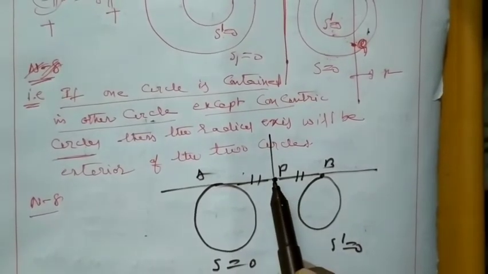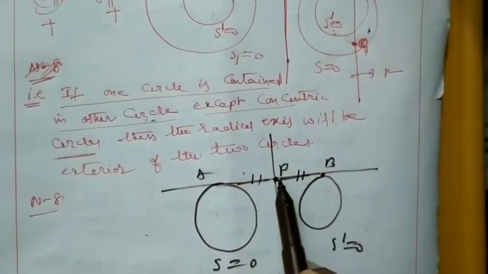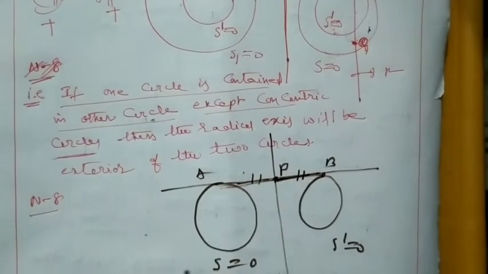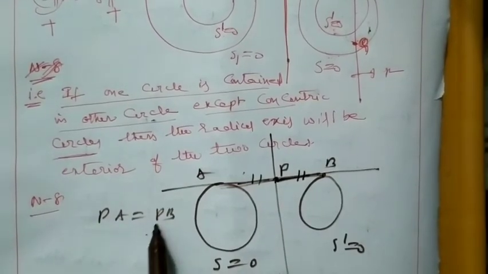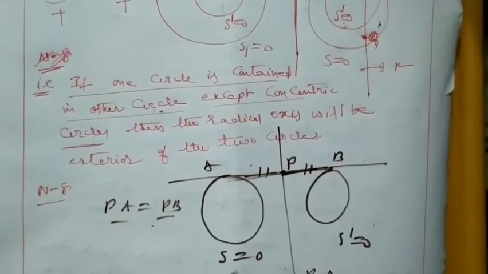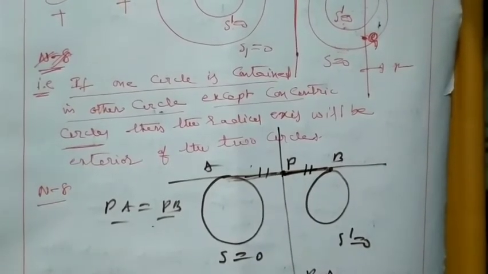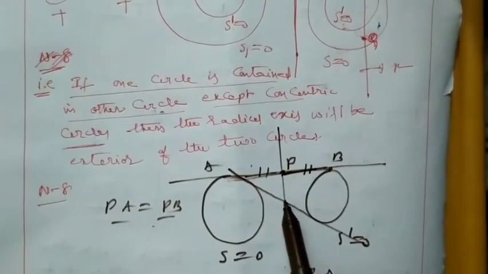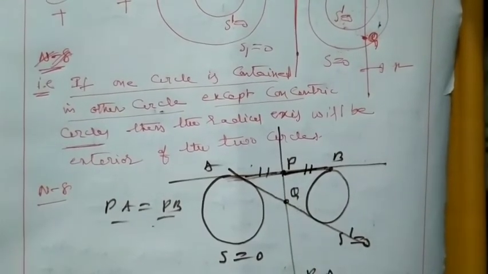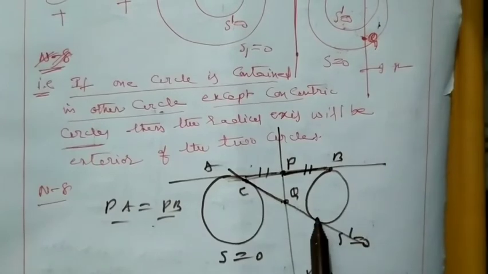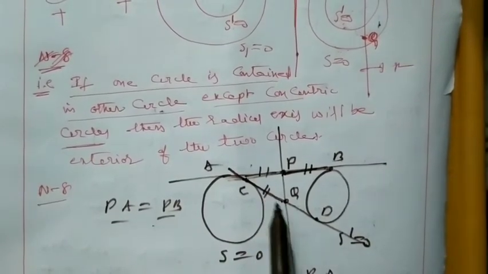Yes, from any point on the radical axis, the tangent lengths are equal. That implies PA is equal to PB in this case. Whenever PA is equal to PB, that point belongs to the radical axis. Does it hold for only a direct common tangent? Suppose you consider a transverse common tangent. Suppose the radical axis intersects at point Q. What can you say about this point? Suppose it is C and D, what can you say about CQ and QD?